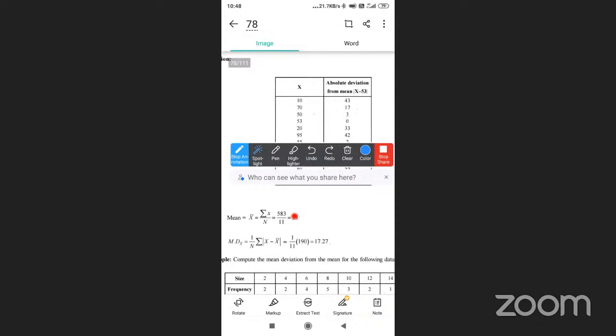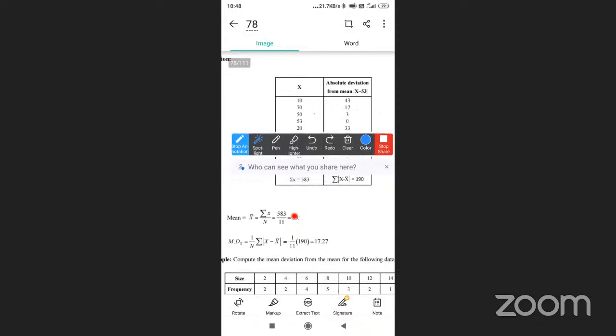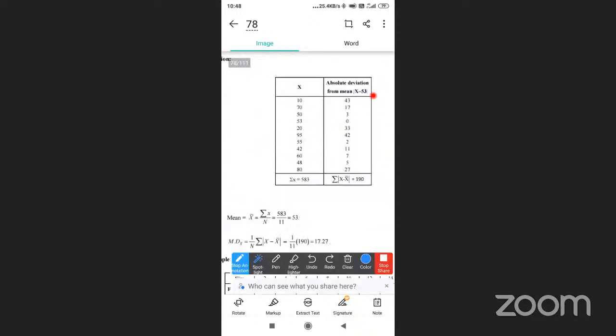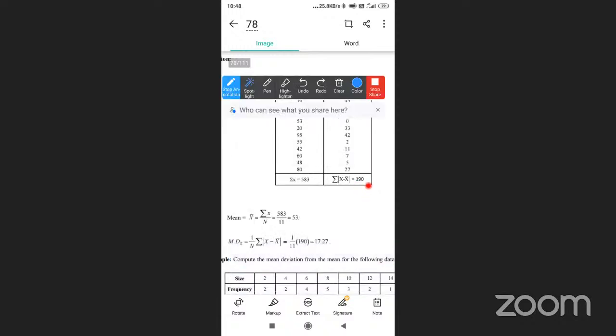Here I am doing mean deviation about mean. For that purpose we calculated the average, 53. So now modulus x minus 53. Sigma modulus x minus x bar is equal to 190. You can calculate these values and check it. Now our formula is mean deviation about mean is equal to 1 by small n, summation modulus x minus x bar, which is 1 by 11 into 190. So that is 17.27.